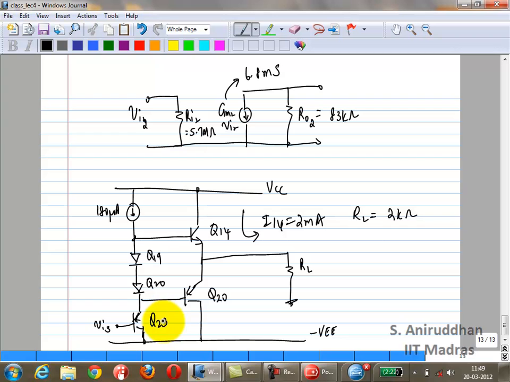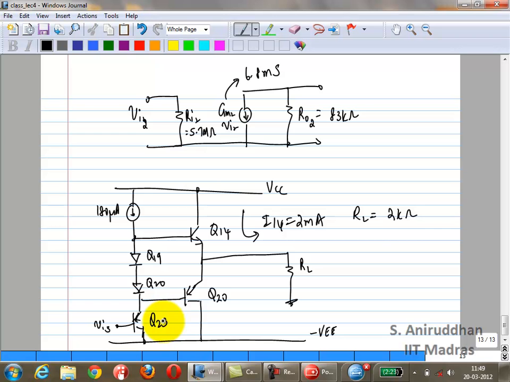So to find out the output impedance, a first order estimate would be 1 over Gm, but of course, since you have finite beta here, you can find out what the impedance is looking out here. You can calculate what the output impedance is. I want you to calculate and tell me at the beginning of next class, assuming these 2 milliamps, 2 kilo ohms, and assuming that Q20 is off, find out what RI3 is, find out what RO3 is.